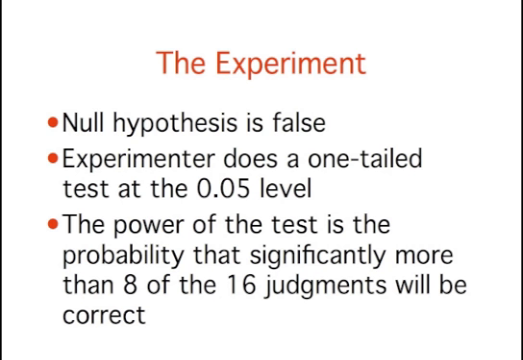Although we know the null hypothesis is false, experimenter Q does not. Q plans to do a one-tailed test using the 0.05 level. The power of the test is the probability the null hypothesis will be rejected.